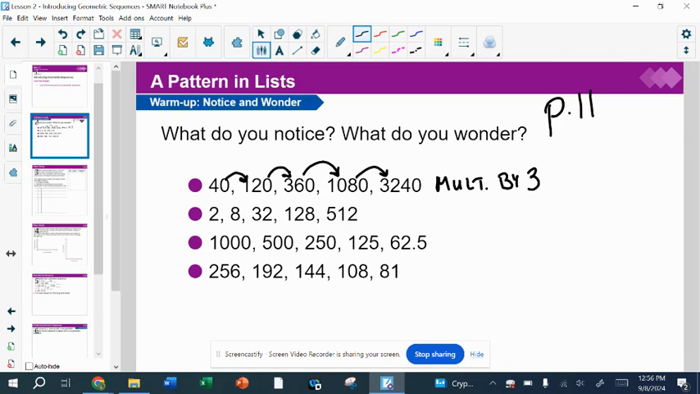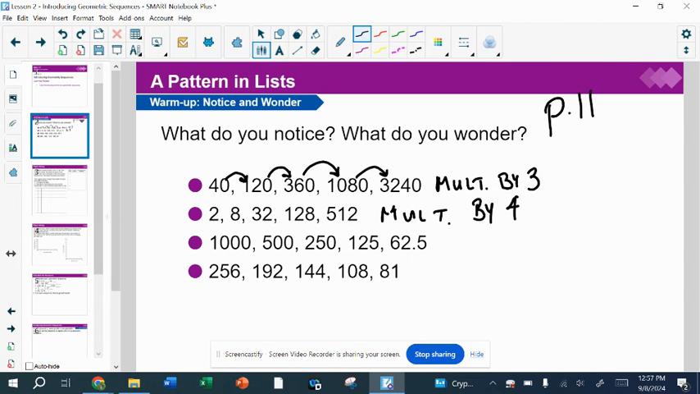In the second pattern, it's also increasing, and this time those numbers go from 2 to 8 to 32, 128. That's going to be multiplying also, but hopefully you can understand what that is being multiplied by. That's multiplying by 4 this time.